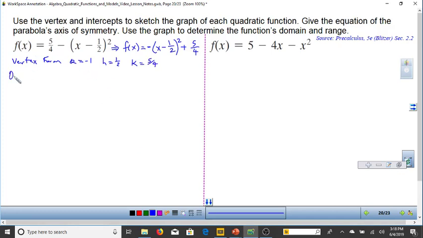Now, since a is a negative number, the graph opens downward. And so the graph has a maximum value. The graph has a maximum value. Let's draw a little quick sketch of what it will look like. And so we're talking about a maximum.